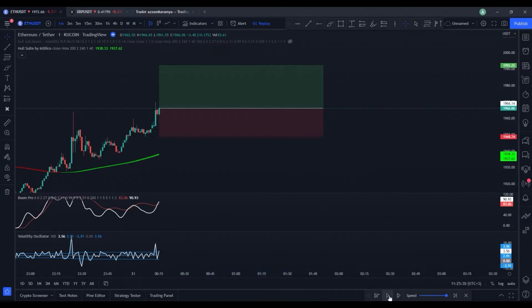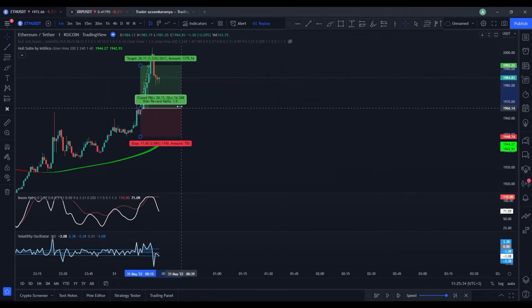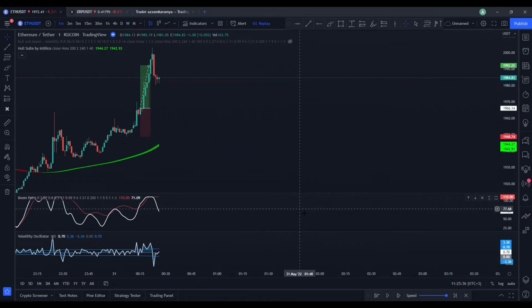Let's see what happened to our trade. As we can see, it hit the target. Now let's continue and find some more signals.